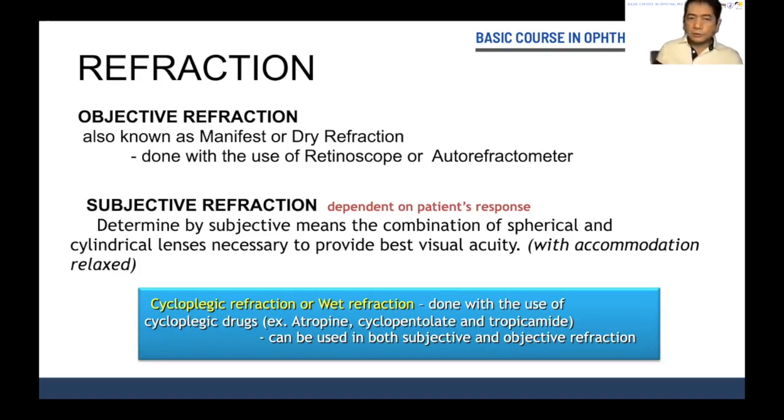With this, you determine by subjective means the combination of spherical and cylindrical lenses necessary to provide the best vision, again with relaxed accommodation. We also have what we call cyclorefraction or cycloplegic refraction or wet refraction. This one is being done with the use of cycloplegic drugs, for example, atropine, cyclopentolate, and tropicamide. You can do cyclorefraction for both subjective and objective refraction.